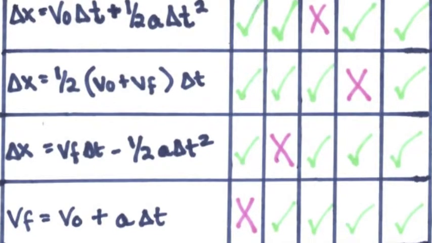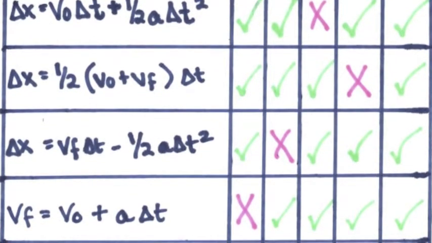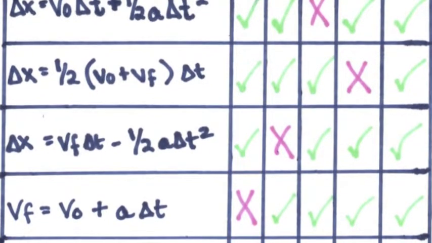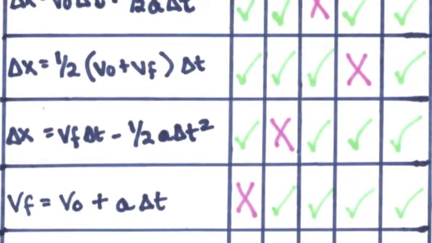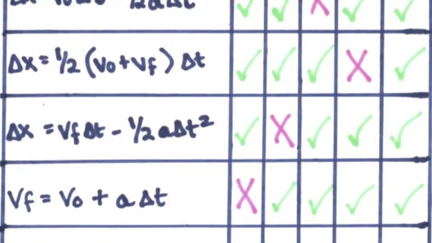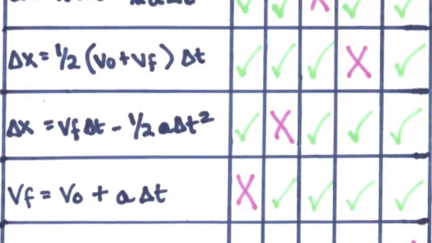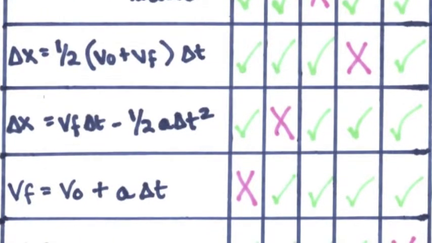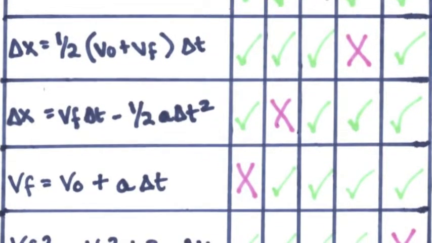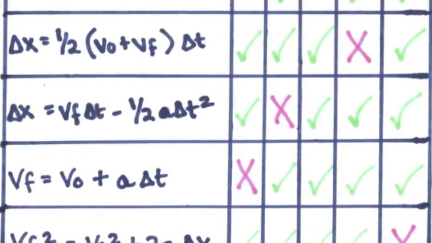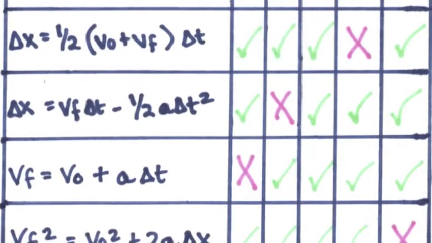If he doesn't want to find v initial, there's an equation for that one too. Delta x equals vf delta t minus half of acceleration times delta t squared. If he uses vf equals v initial plus acceleration times delta t, then he doesn't need to find delta x.